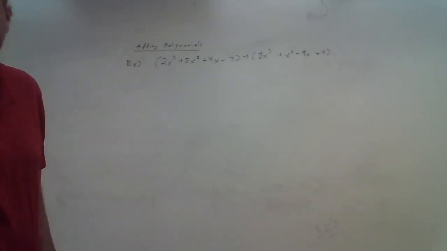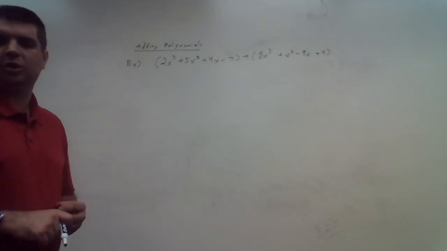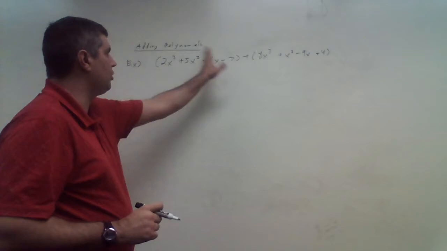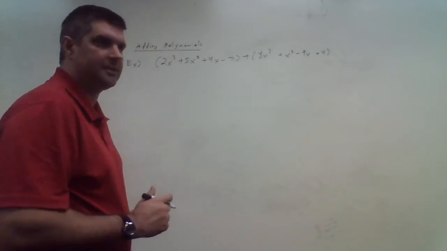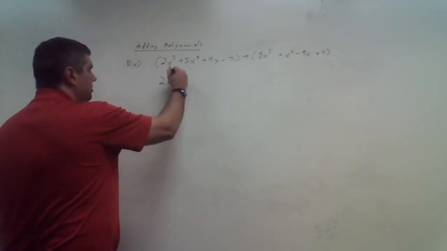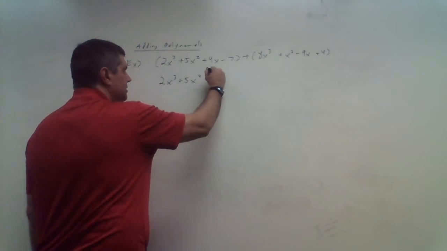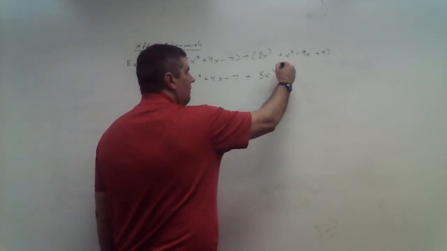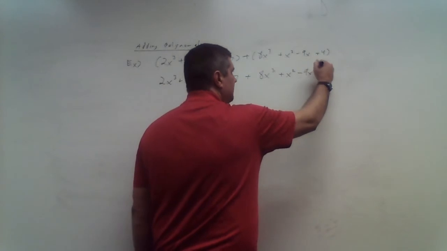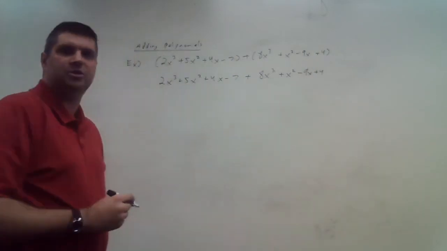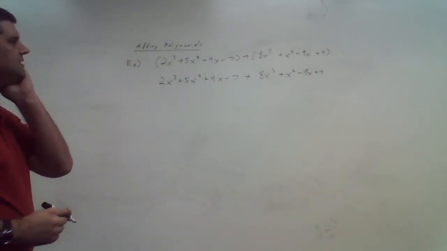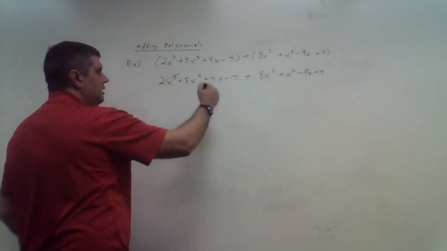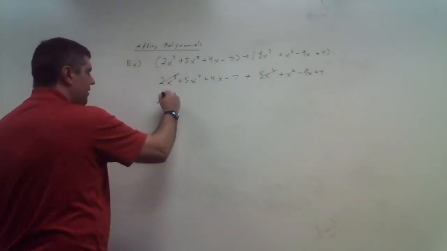The most common method now is we no longer generally use the old vertical method. Generally what we do is we just ignore the parentheses. So we got 2x cubed plus 5x squared plus 4x minus 7 plus 8x cubed plus x squared minus 9x plus 4. Okay, so because there's so many terms, I'm going to be putting the like terms together to be combined.